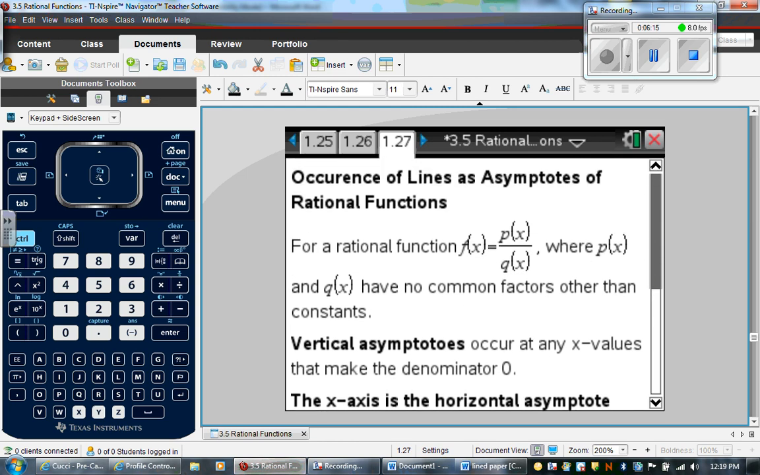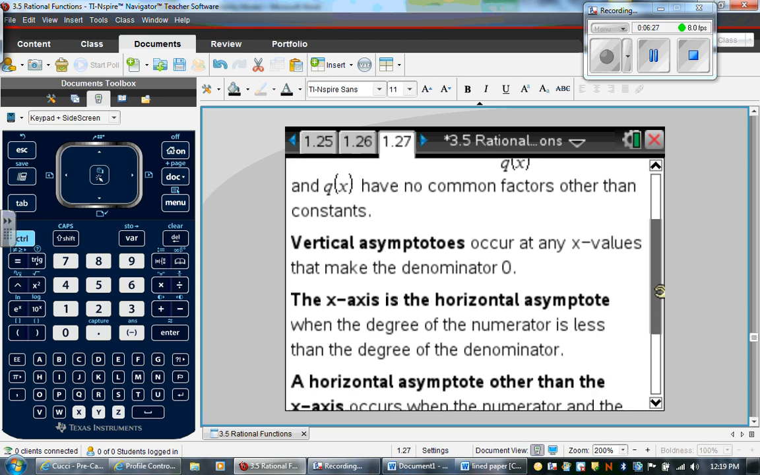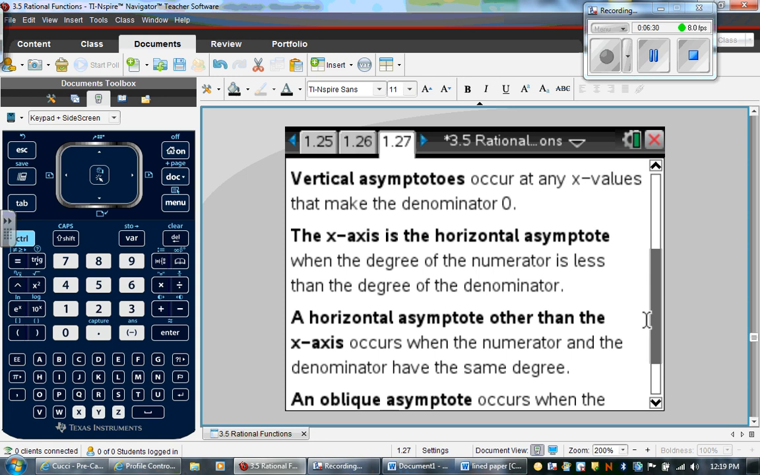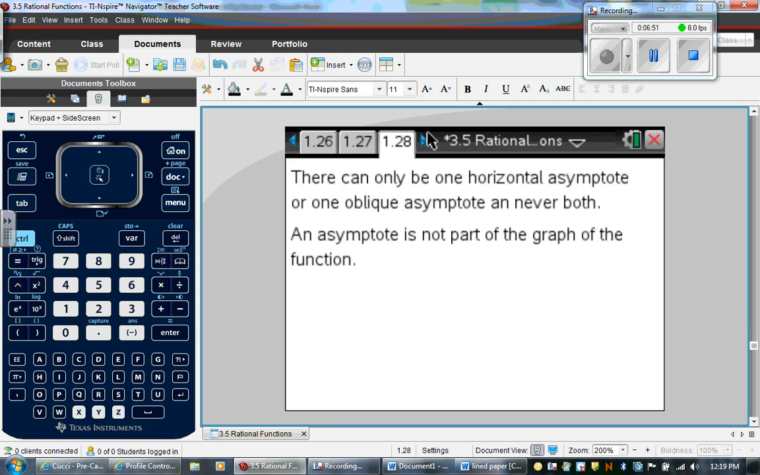Okay, so occurrences of lines of asymptotes for rational functions. Let's just go over all of them here. Vertical asymptotes occur at any x values that make the denominator 0 or make the function undefined. The x-axis is the horizontal asymptote when the degree of the numerator is less than the degree in the denominator. A horizontal asymptote other than the x-axis occurs when the numerator and the denominator have the same degree. An oblique or slant asymptote occurs when the degree of the numerator is greater than the degree in the denominator. So there can only be one horizontal asymptote or one oblique asymptote, but never both. Can't have both at the same time.